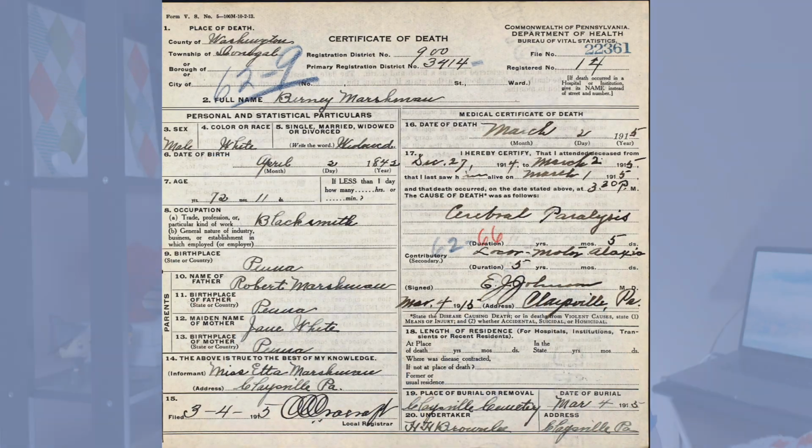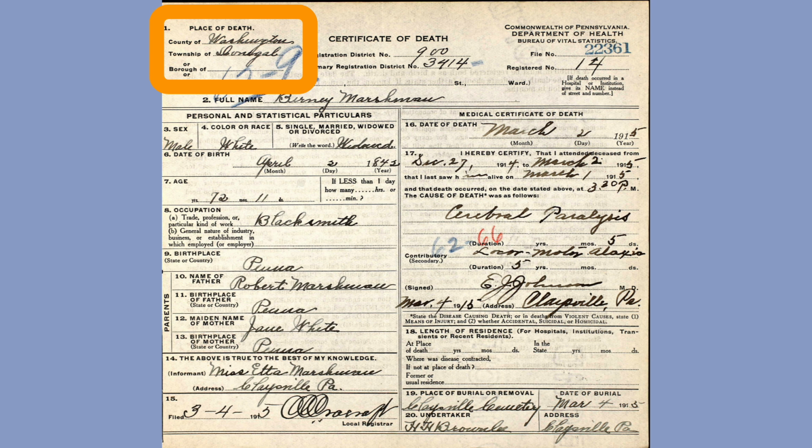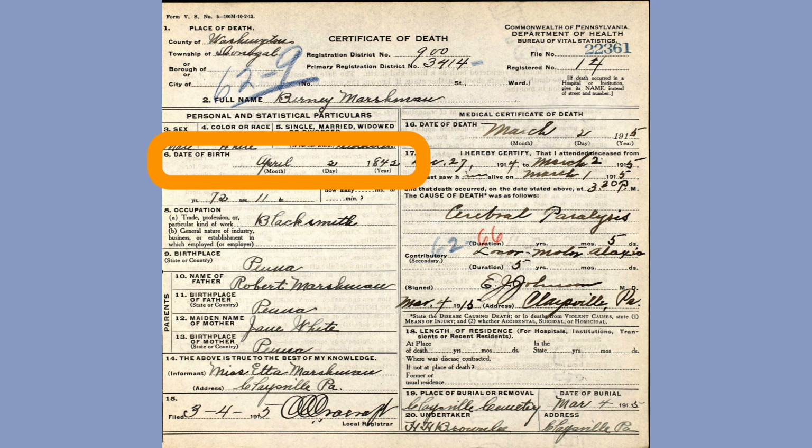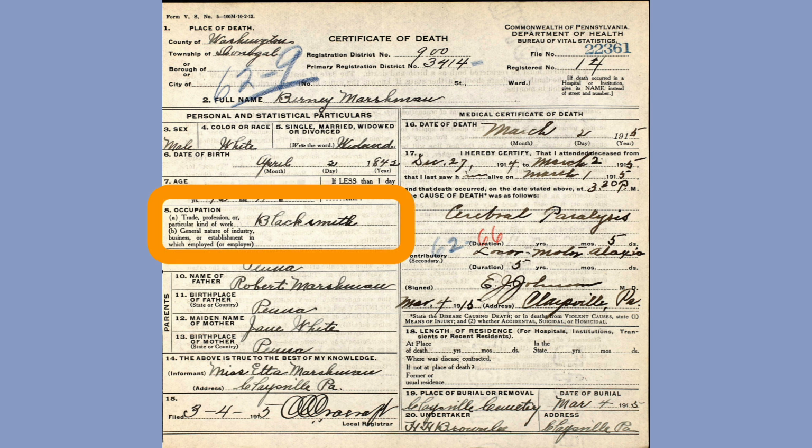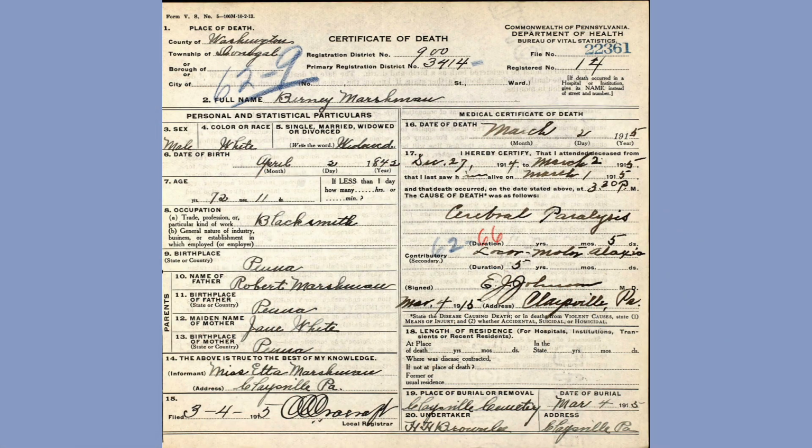Now let's take a look at that Bernie Marshman death certificate again. He died in Donegal Township, Washington County, Pennsylvania. According to his death certificate, he was born April 2nd, 1842 in Pennsylvania. His occupation is listed as blacksmith. He's widowed, so unfortunately we don't have his wife's name on this death certificate. But the informant is Miss Etta Marshman. Remember, James B. Marshman had a daughter named Etta in the 1900 census. So far, so good. The death certificate says that he was buried in Claysville Cemetery.